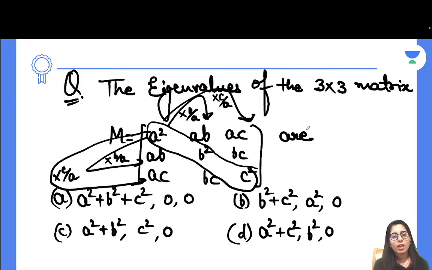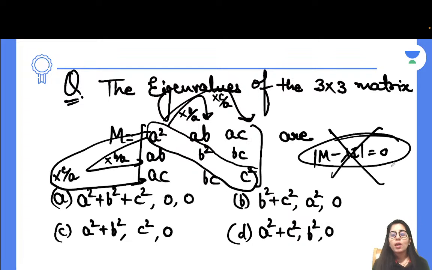So you don't have to go with the approach of M minus lambda I equal to 0 and then solve it. It's going to be very time consuming if you go with that. But if you solve it with the trick, you quickly get option A as the correct answer.